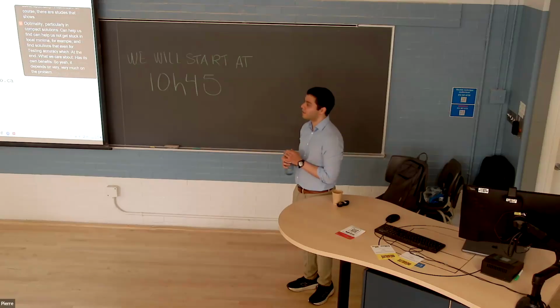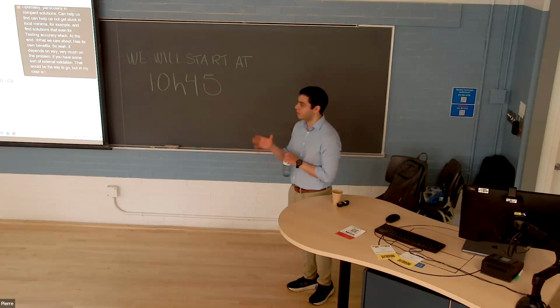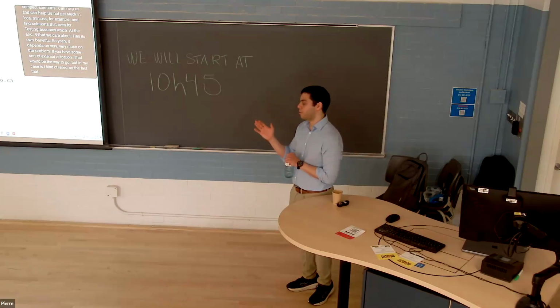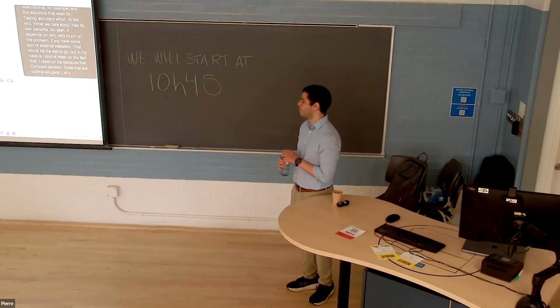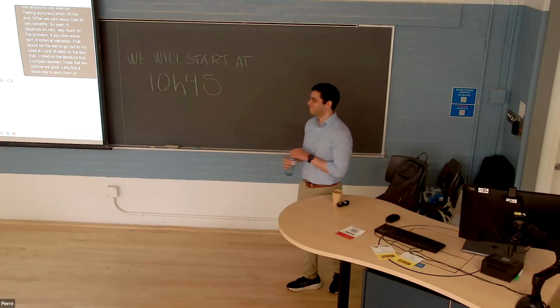If you have some sort of external validation, that would be the way to go. But in my case, I relied on the literature that compact decision trees that are optimal are good. Let's find a faster way to learn them. So that was my attempt. Okay, thank you.